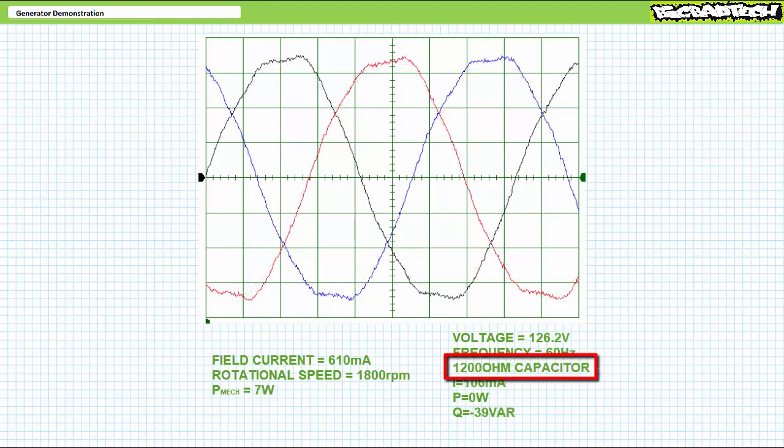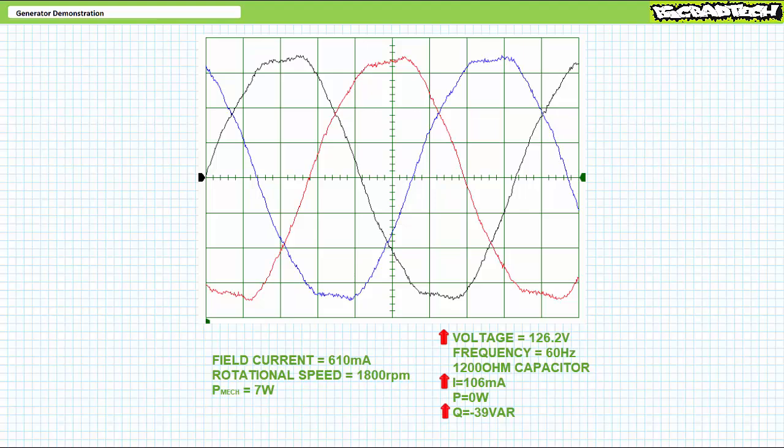Let's start with a balanced Y configuration of 1200 ohm primarily capacitive impedances. When connection is established, voltage magnitude jumps to 126 volts. Each capacitive element draws roughly 106 mA of current and supplies roughly negative 13 VARs of reactive power each, for a total demand of roughly negative 39 VARs.